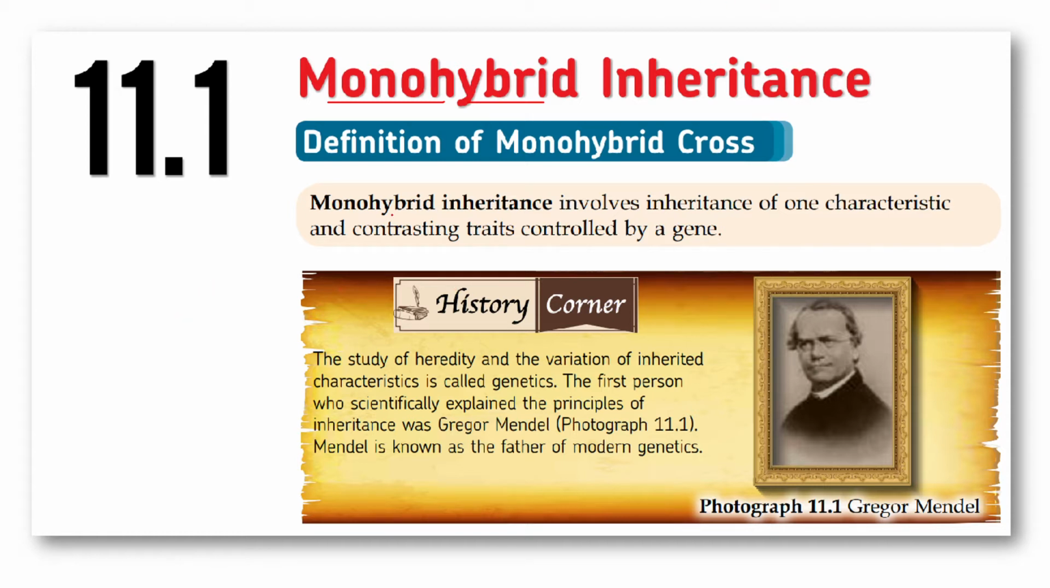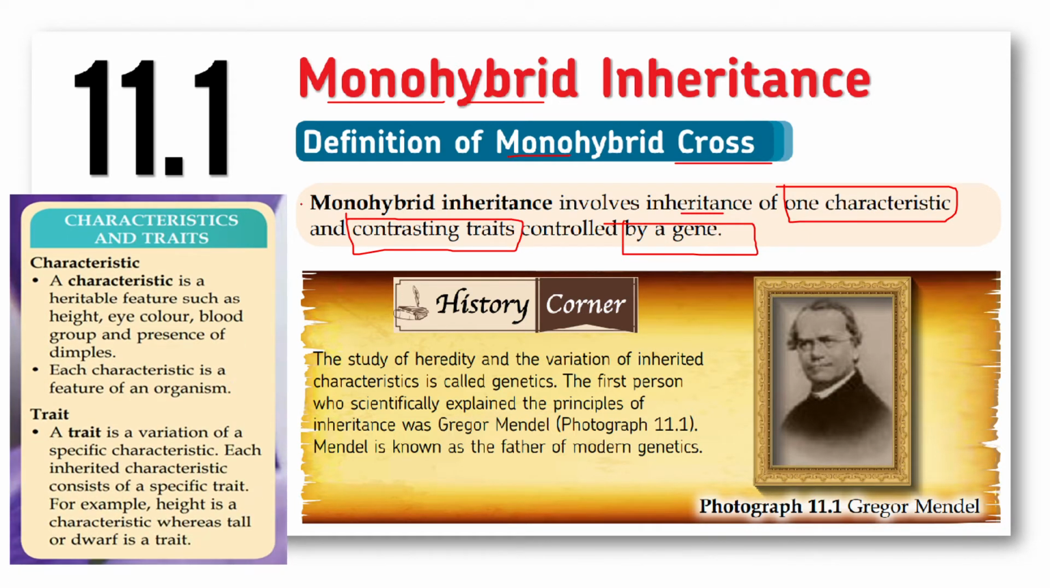Mono means one. Cross here refers to kacukan. So monohybrid inheritance involves the inheritance of one characteristic and contrasting traits which is controlled by the gene. Okay, jadi kita lihat apa maksud characteristics. Okay, it refers to a heritable feature such as height, eye color, blood group, and presence of dimples. And each characteristic is a feature of an organism.